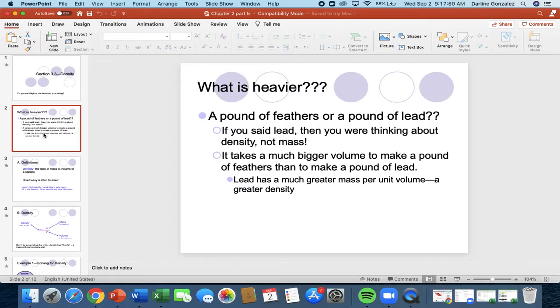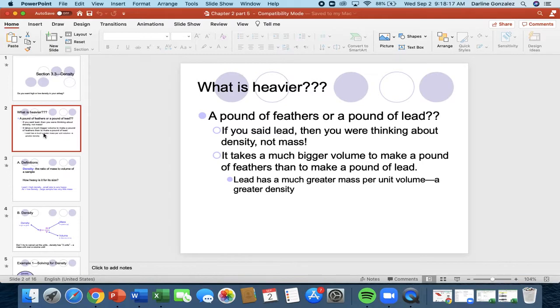So let's take this scenario. What is heavier, a pound of feathers or a pound of lead? Most of us always think, okay, well, a pound of lead, because you think lead is pretty heavy. Lead is a metal, things like that. So why does it feel heavy? Well, the answer is actually that they're both the same. They're the same mass technically, because a pound of feathers is the same as a pound of lead, no matter what kind of material it is.